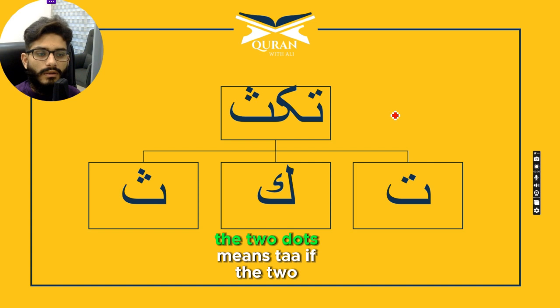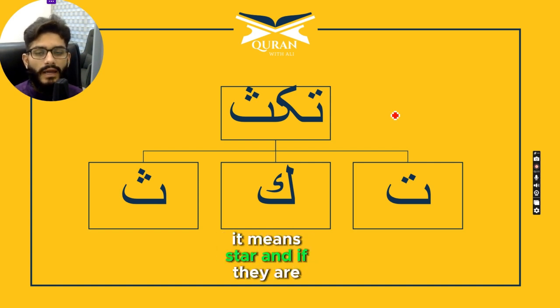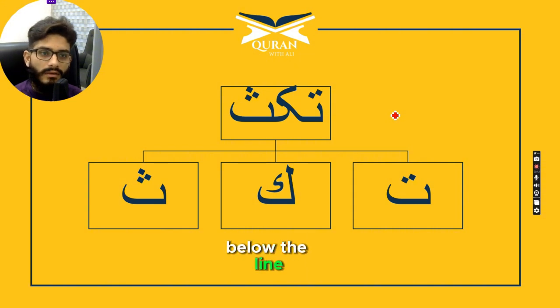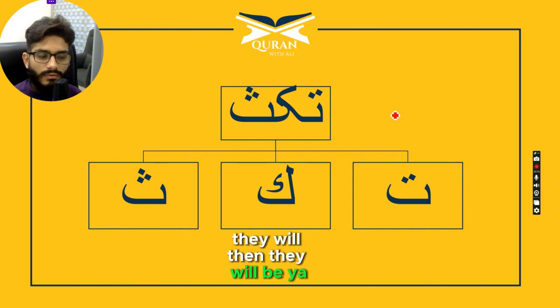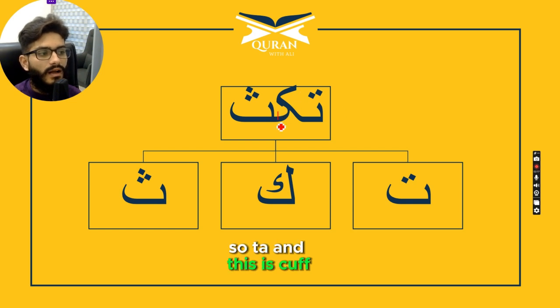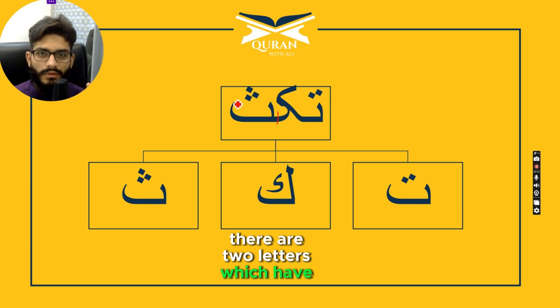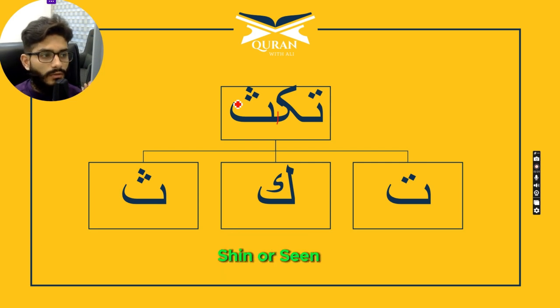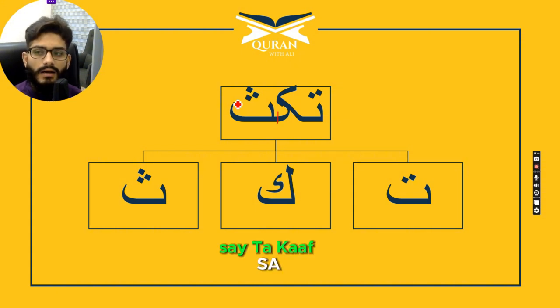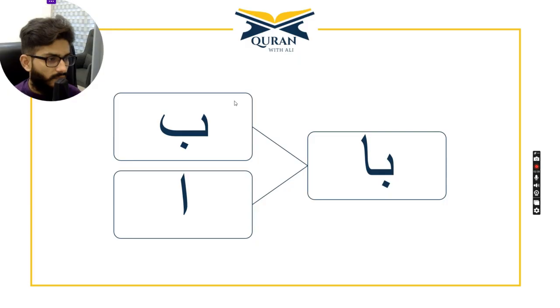The two dots means ta. If the two dots are at the top, it means ta, and if they are below the line, they will be ya. So ta, and this is kaf. The three dots, there are two letters which have three dots: sheen or sin, sheen or sa. So it is sa. Sa. Ta kaf sa. Say ta kaf sa.